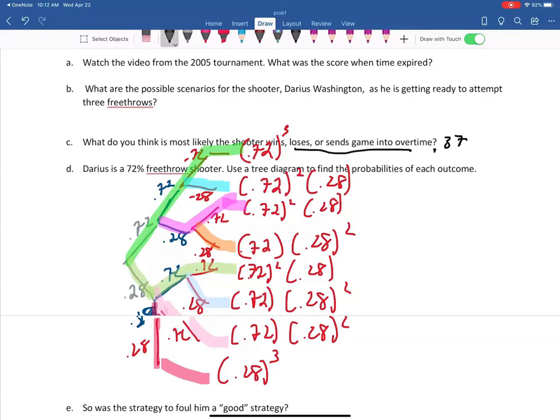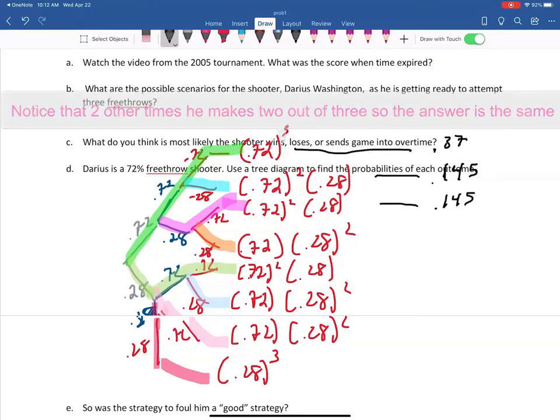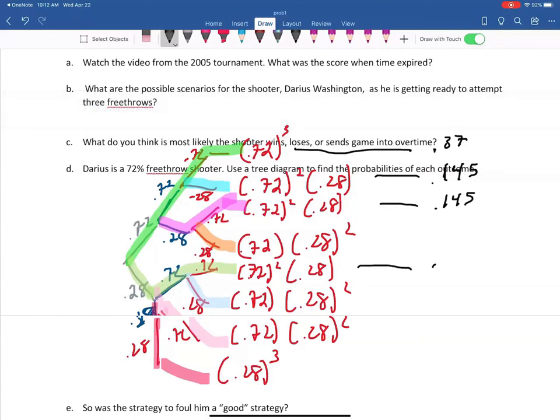So let's check the rest of these out, right? 0.72 to the second times 0.28. So now I get a 0.145 for that one. And you might think, man, this is going to be a lot of work. But really, since there are some that are being duplicated, they're the same. So it's not a lot of work. So we have 2 there, right? And then this one is the same.